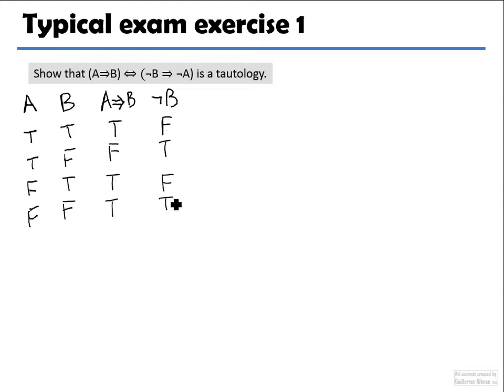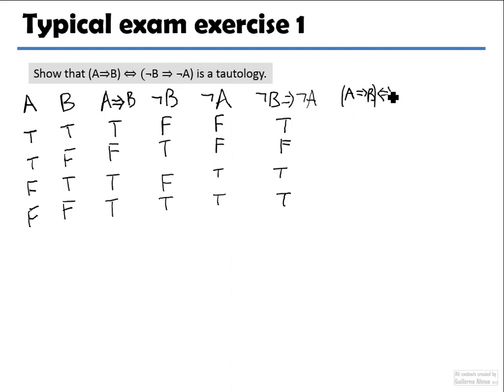Simple as that. Now I'm going to write not B, and I'm also going to write not A, which is just going to be the opposite of whatever I have in column A. And now I can figure out what not B then not A is going to be by using my formula booklet. When first is false and second is false, it's true. When first is true, second was false, it's false, and so on.